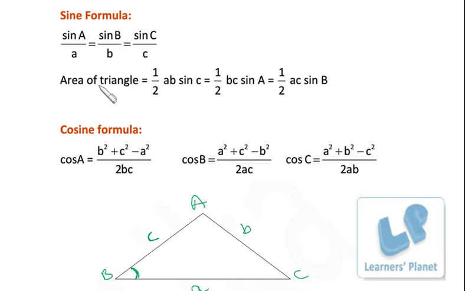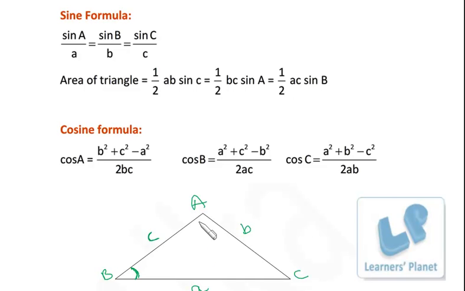Obviously the area of the triangle will be the same in all three cases. So we equated them, and when we equate them and divide by ABC, that is small a, small b, small c, the lengths of the sides, we get this relation. So the sine formula is very important. The area of the triangle can be calculated from this also.